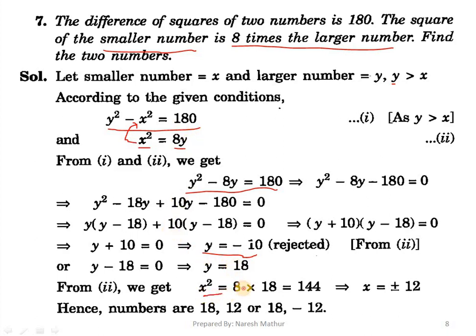So x square equals 8y, so we have x square equals 144. Then x may be positive or it may be negative. So here again we have two possible solutions, that is 18 and 12 or 18 and minus 12.